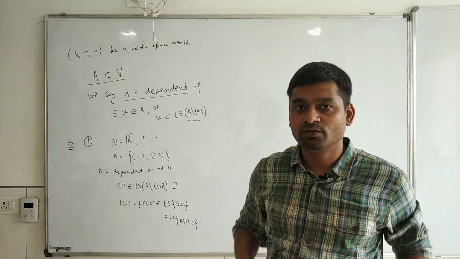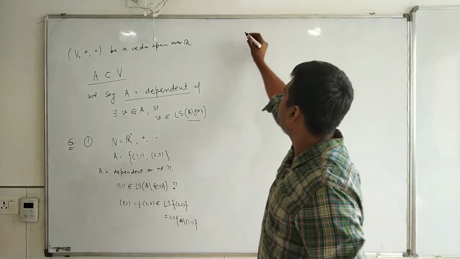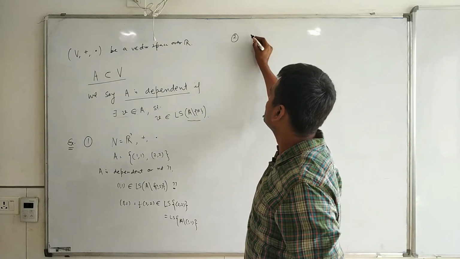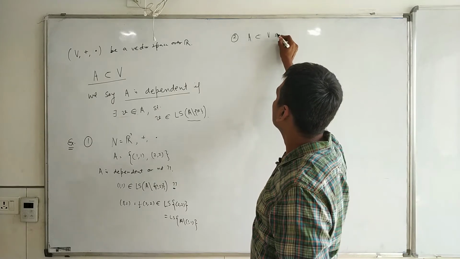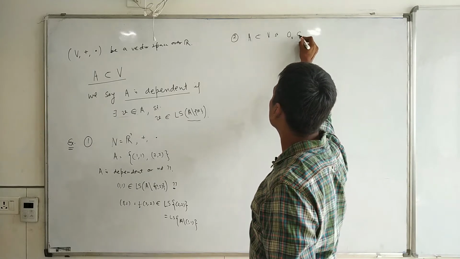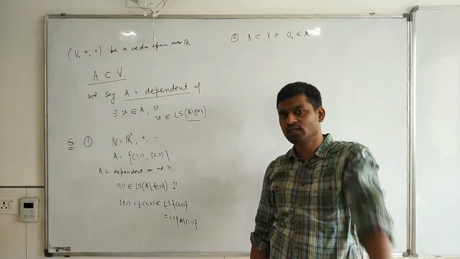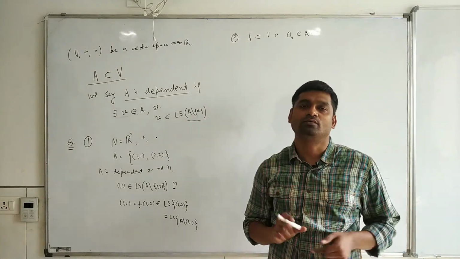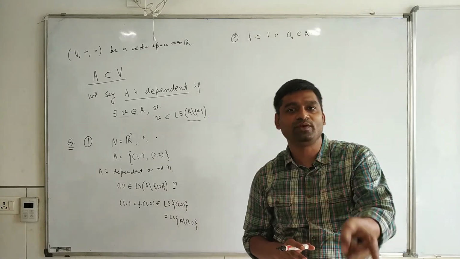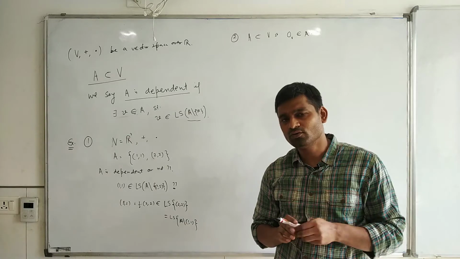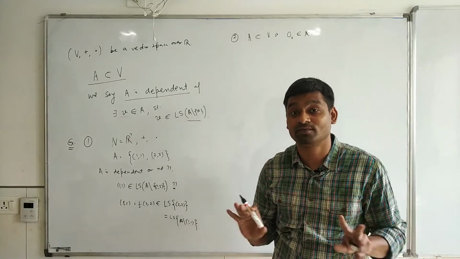You may pause the video. Then we will start another example. So let me ask a question. Let A be a set such that 0_V belongs to A. We do not know anything about A. We just know that 0_V belongs to A, so we know that A is non-empty. That's it, no other information.